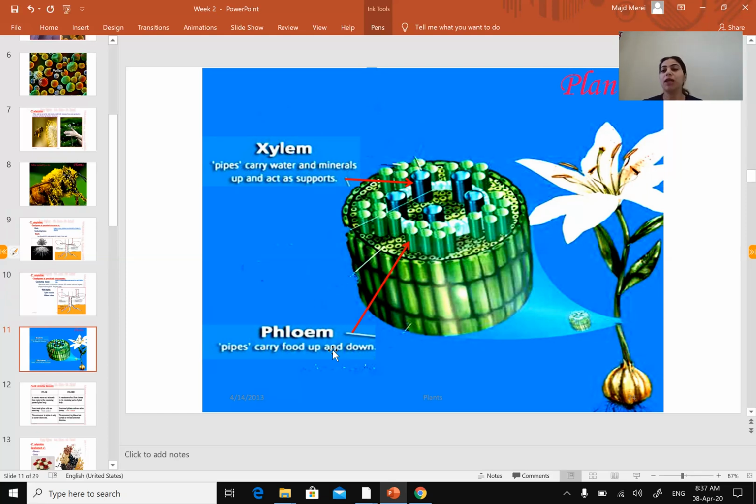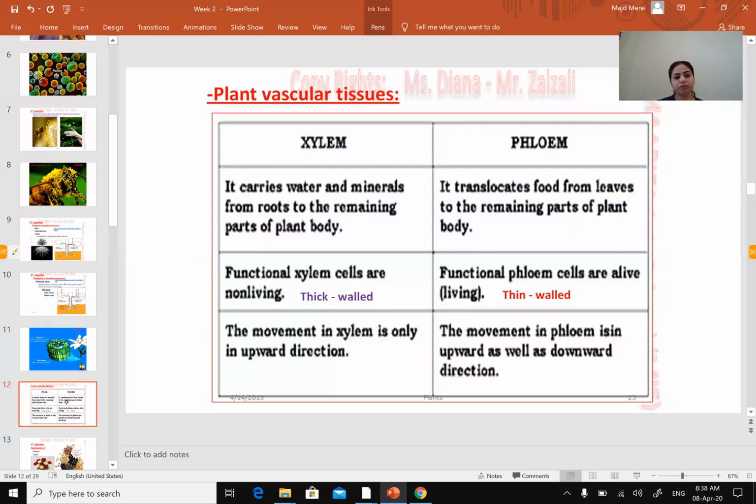So xylem carries water from roots to stem and leaves, so only upward, one direction. Phloem carries food or nutrients, or you can be more specific, sucrose and amino acids, from leaves, or from where food is produced, throughout the plant. So it could be in both directions, upward or downward. Okay? Let's refer to this table.